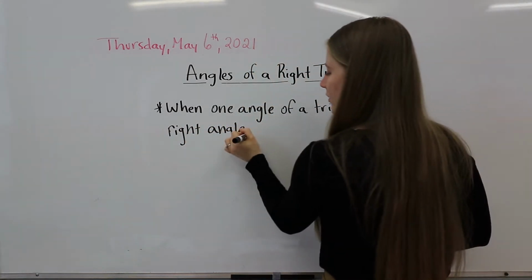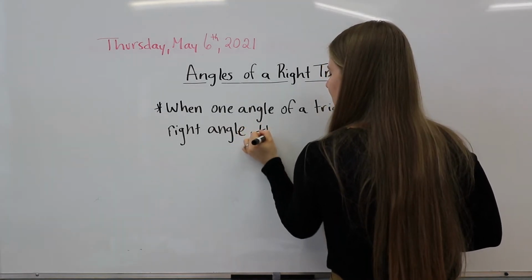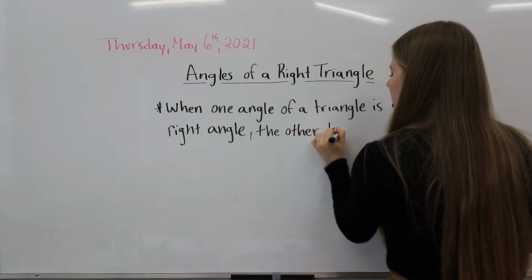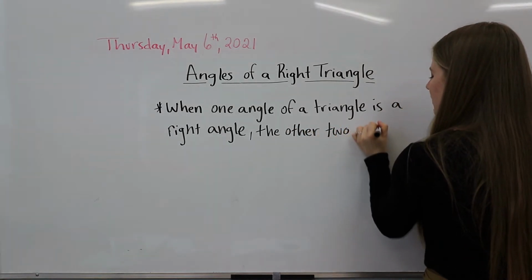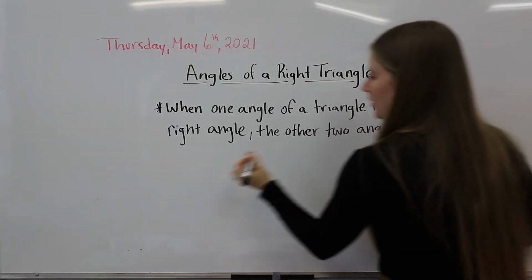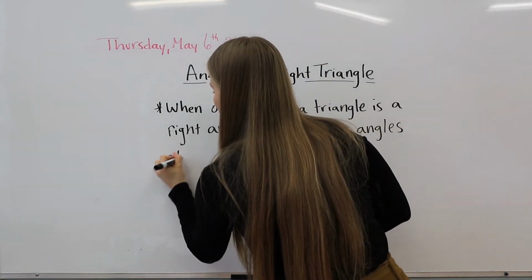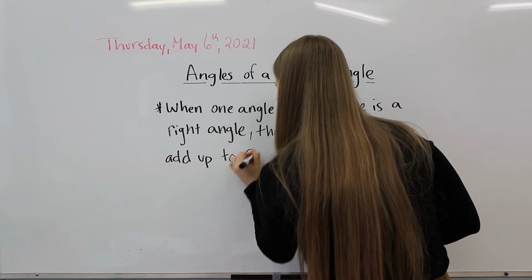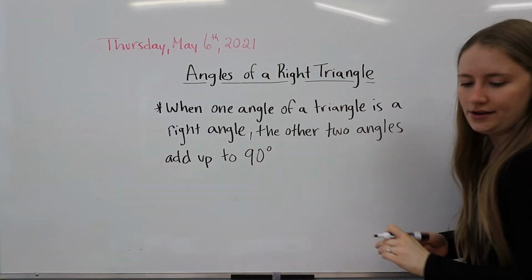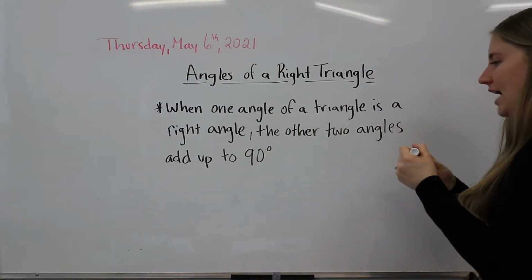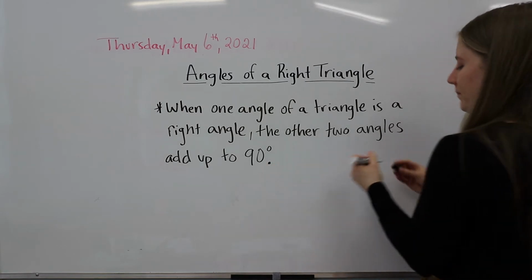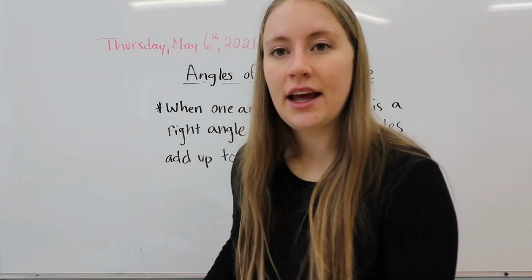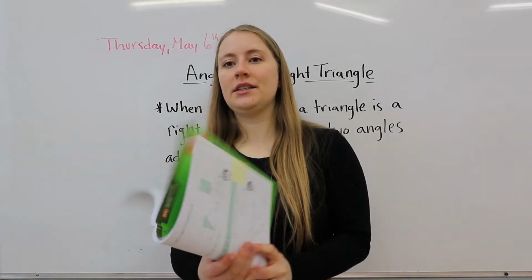Okay, the other two side angles. The other two angles add up to 90 degrees. Okay, so that is our note for today. When one angle of a triangle is a right angle, the other two angles add up to 90 degrees.